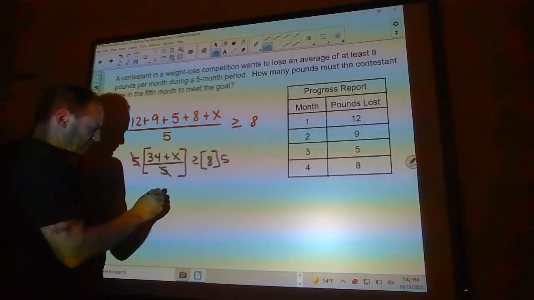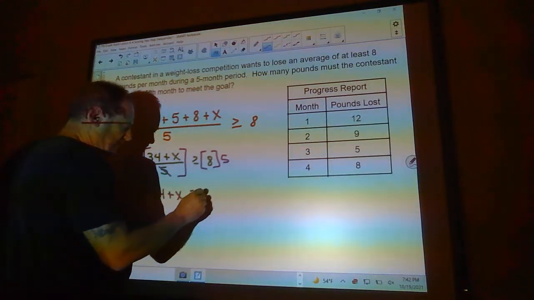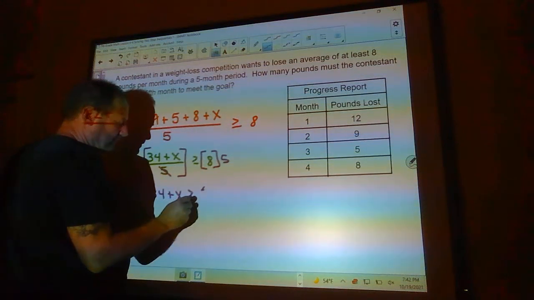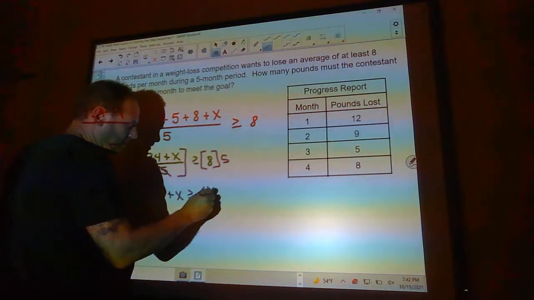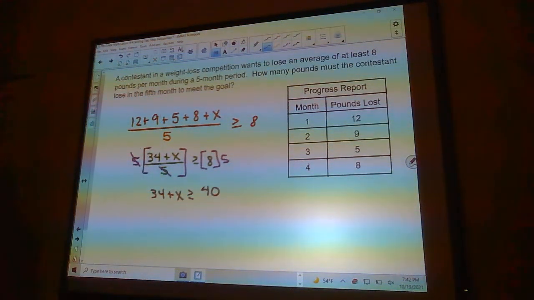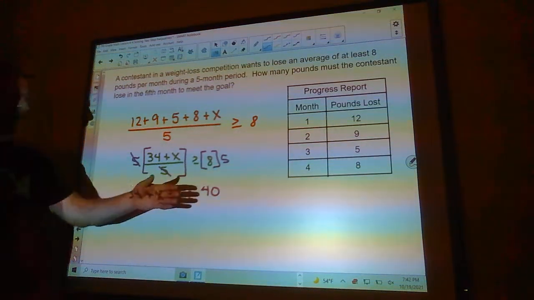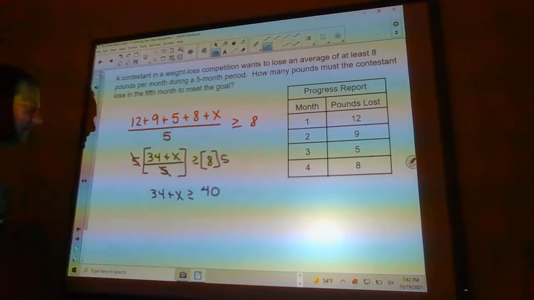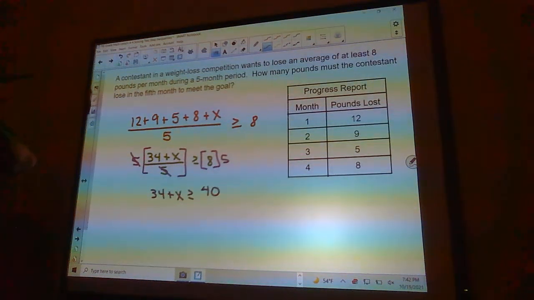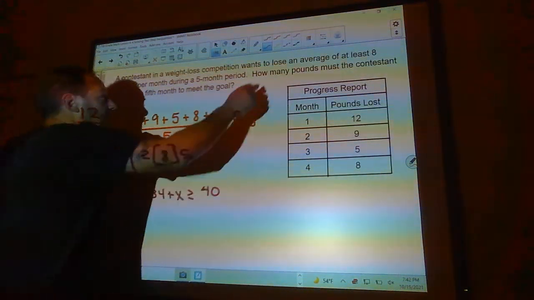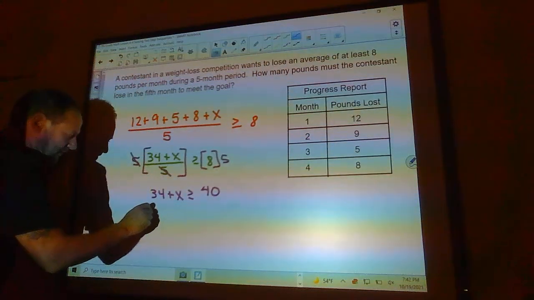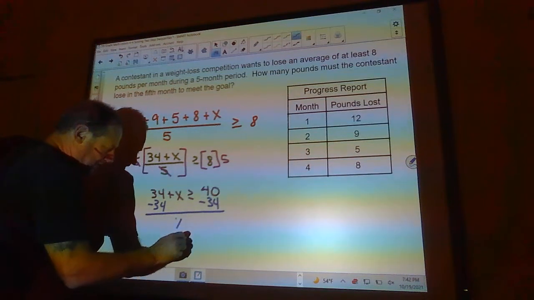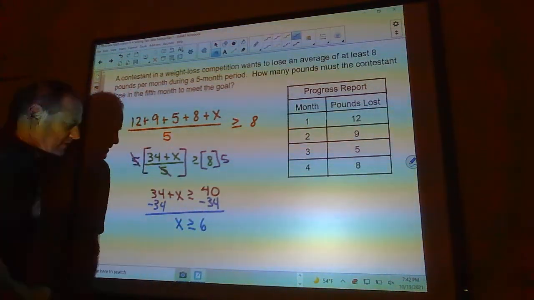So then I get 34 plus x is greater than or equal to 40. Which makes sense, because in 5 months, if they average 8 pounds, this person wants to lose 40 pounds in 5 months. Okay, now I go ahead and solve this. This is easy at this point. I subtract 34. And I get x is greater than or equal to 6.